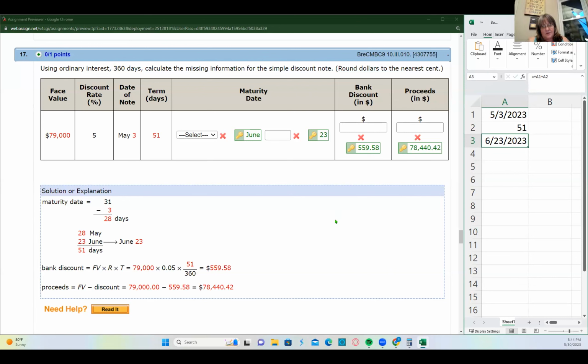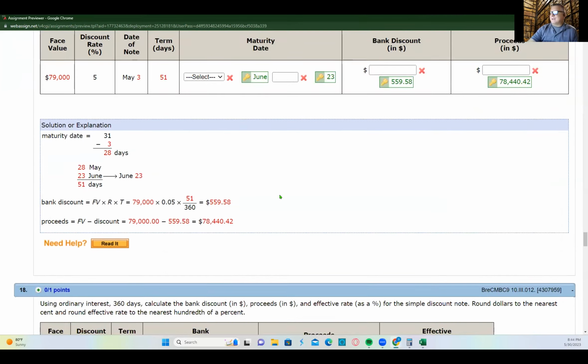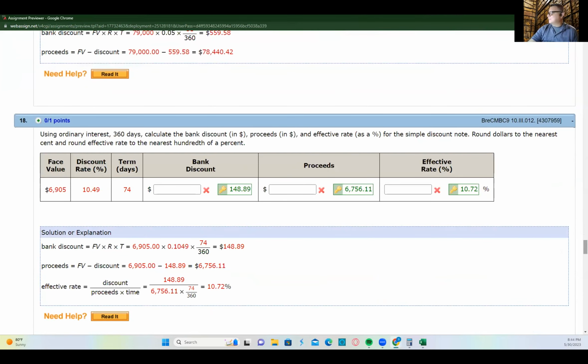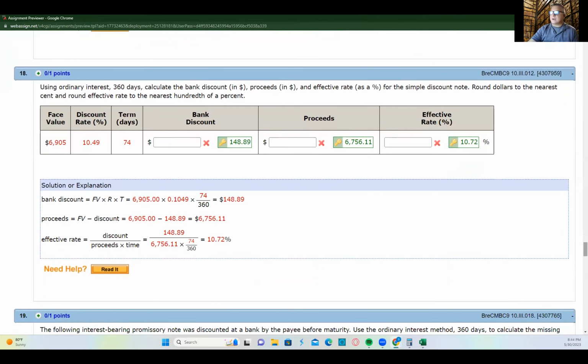Why can't you just ask Google 51 days from May 3rd? Oh, well, you can do that too. Ask Google. Yeah. I forget Google exists, or actually we have the faceless lady at our house. If I say her name, she'll pop up.